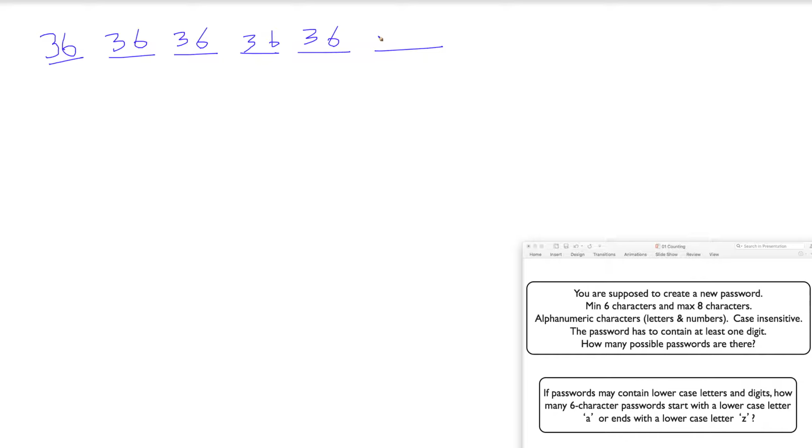Right, so if we do this, then we're going to get 36 to the power 6. Now, but it must have at least 1 digit. Now, how are we going to get the answer to this? So we can again use a combination of product rule and sum rule, and all possible passwords is going to be the same as a password with no digits plus the password with at least 1 digit.